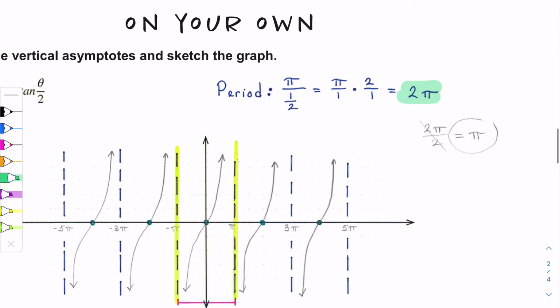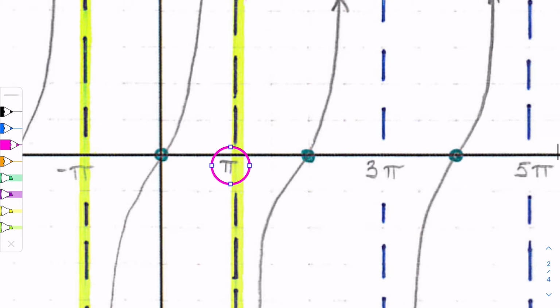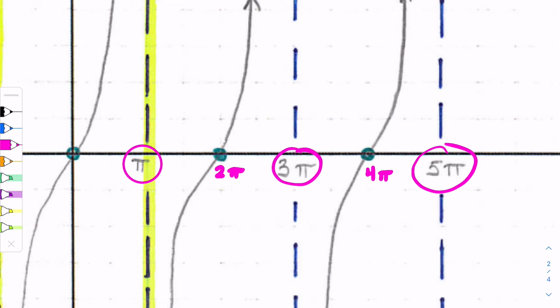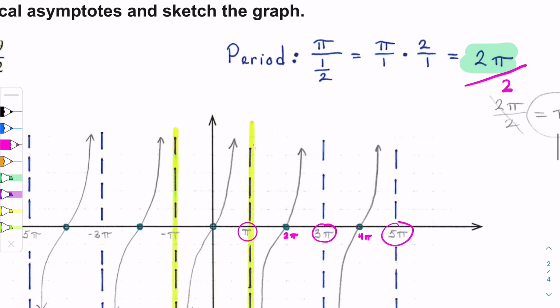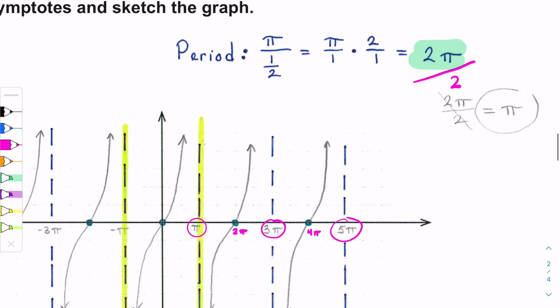Then you have to divide the period by 2. Dividing the period by 2 gives you increments of pi, meaning your graph is going to increase by increments of pi. We have pi, next we would have 2 pi, then 3 pi, then 4 pi, then 5 pi, and so on. So you can either start graphing your asymptote at pi because of this value here, or you can plot your first intercept at 2 pi because of this value.